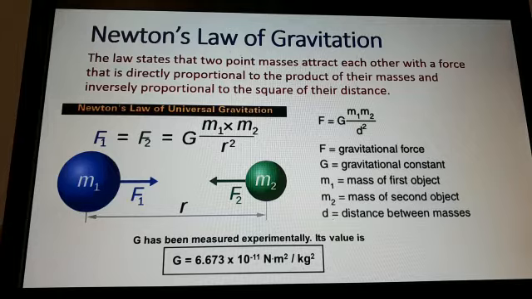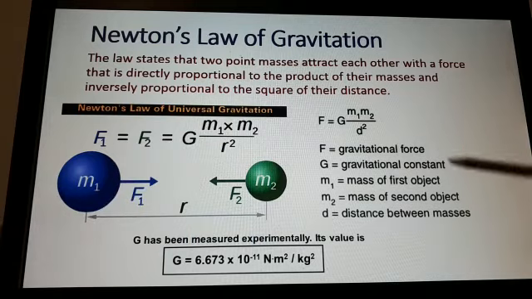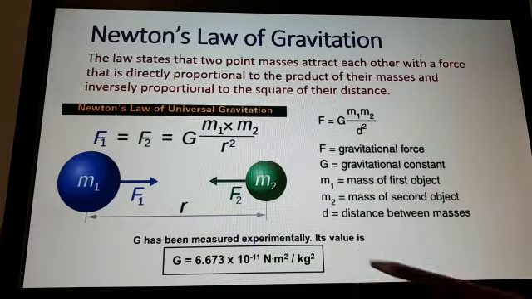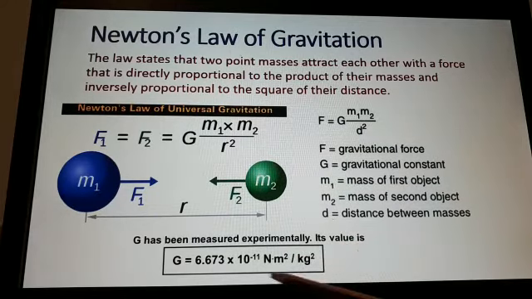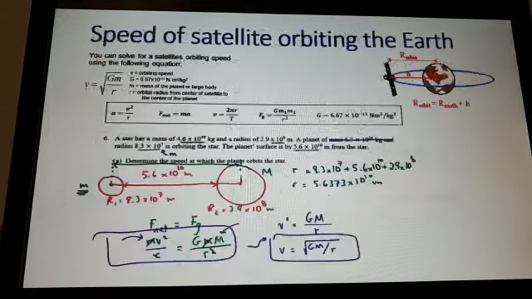After changing the proportionality sign, we write F is equal to G m1 m2 by r squared. G is the universal gravitational constant. m1 and m2 are the two point masses that attract each other. r is the distance between them. F is the gravitational force, G the gravitational constant, m1 the mass of the first object, m2 the mass of the second object, and r the distance between the masses. G has been measured experimentally. The value is 6.673 multiplied by 10 to the power minus 11 newton meter squared per kilogram squared. This is about Newton's law of gravitation.